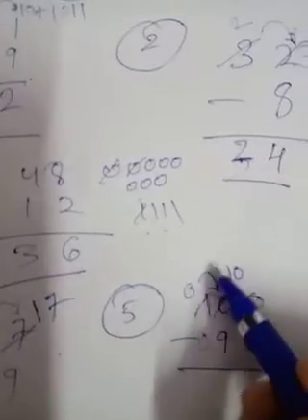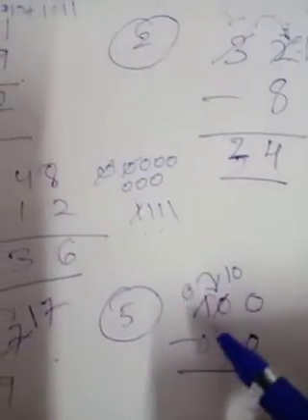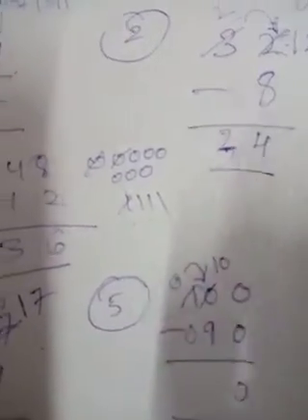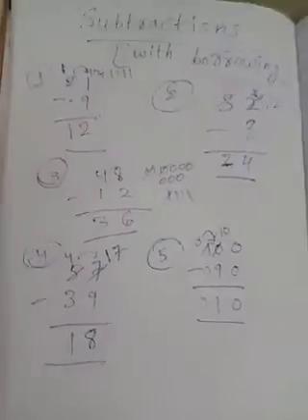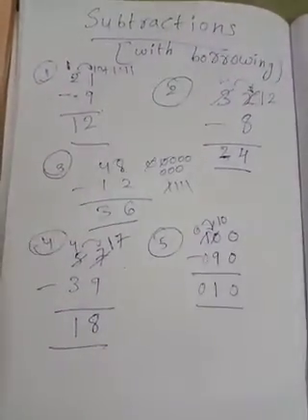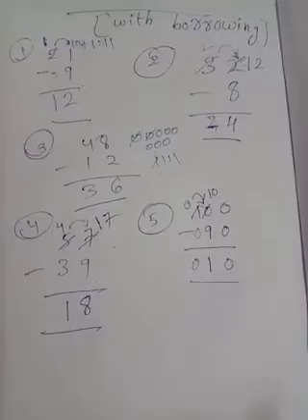So 0 becomes 10. One 10 will be taken, so here there is no number, 0 only. So 10 minus 9. How much is 10 minus 9? 1. 0 minus 0, 0. So do you understand? So next number.